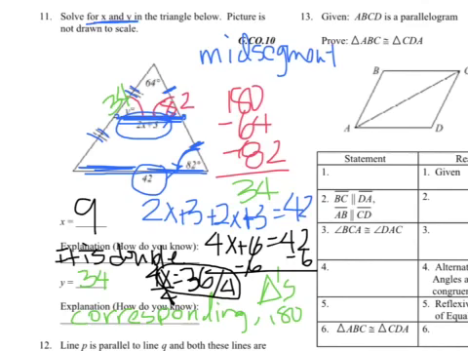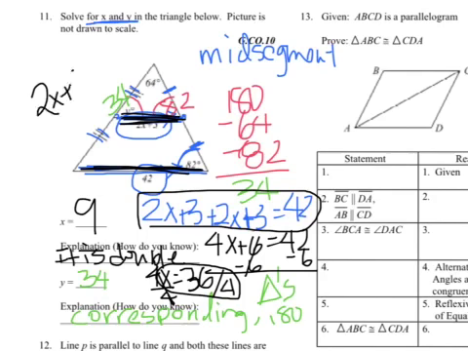And the main reason is because this segment is half of the bottom, or you need to double the middle to get the base. So that's why I wrote two of them. You could do half of the bottom. If you wanted to solve 2x plus 3 equal to half of 42, which is 21, you'll still get 9.